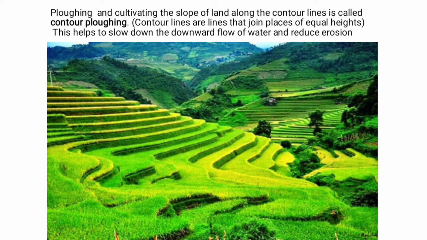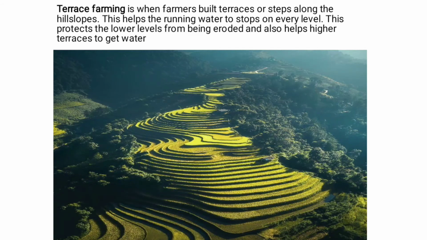Contour plowing helps to slow down the flow of water, or the force of flowing water, and thereby reduces erosion. Another method to control or reduce erosion is terrace farming. Terrace farming is when farmers build terraces or steps along the hill slopes. As you can see in this picture, the farmer cuts this slope of the land into steps or terraces. If you look here, they look like the stairs in a building, isn't it?